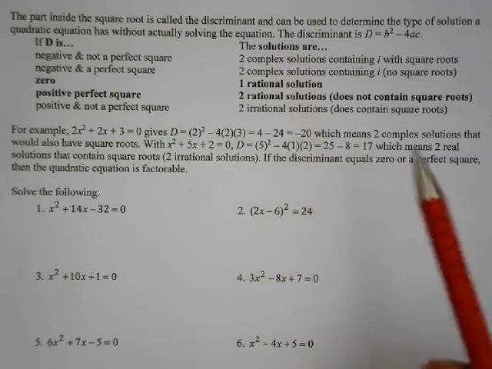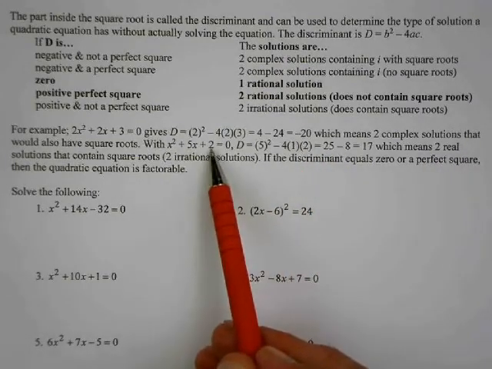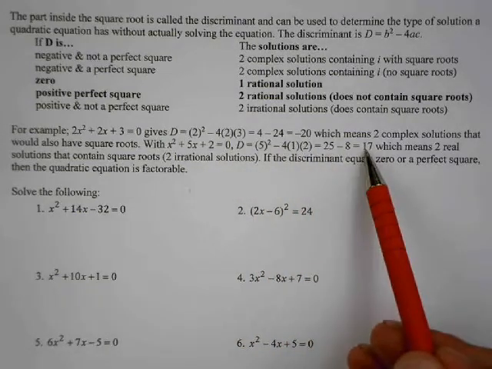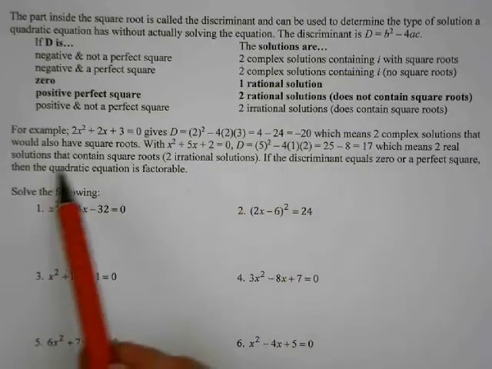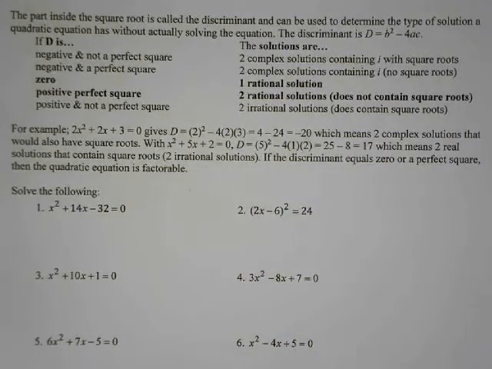On the other hand, x squared plus 5x plus 2 equals 0. When we plug all of that in, we get a 17, which is positive, so we don't have any i's in our answer. However, 17 is not a square, so we're going to get two real solutions that have square roots in them. So they'll be called irrational solutions. All right, so let us look at several of these kinds now.